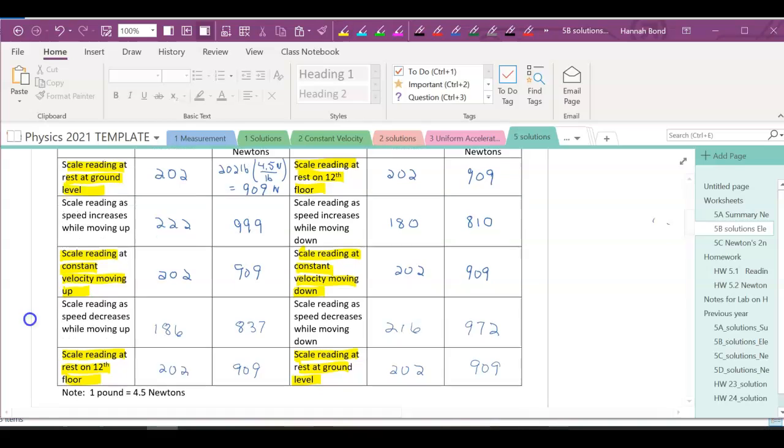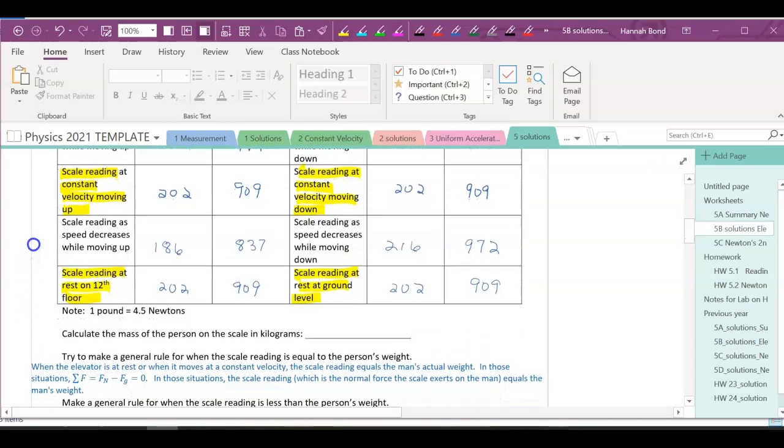And so we can summarize a rule for that. When does the scale reading equal the person's weight? That happens when the elevator is at rest or when it's moving at a constant velocity. In those situations, the net force is zero. We know that from Newton's first law. And so the normal force, which is the scale reading, equals the man's weight.